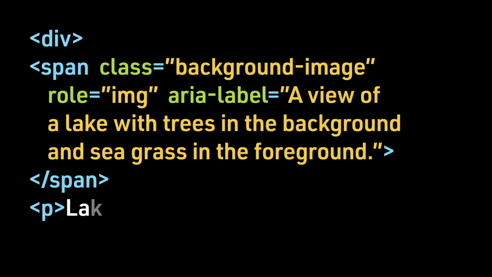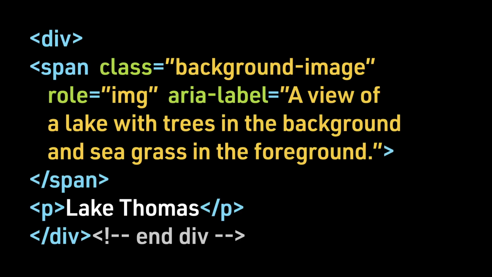Here is an example. Div opening tag, span opening tag, class equals "background-image", role equals "img", aria-label equals "a view of a lake with trees in the background and seagrass in the foreground". End span. P opening tag, Lake Thomas, P closing tag, end div.